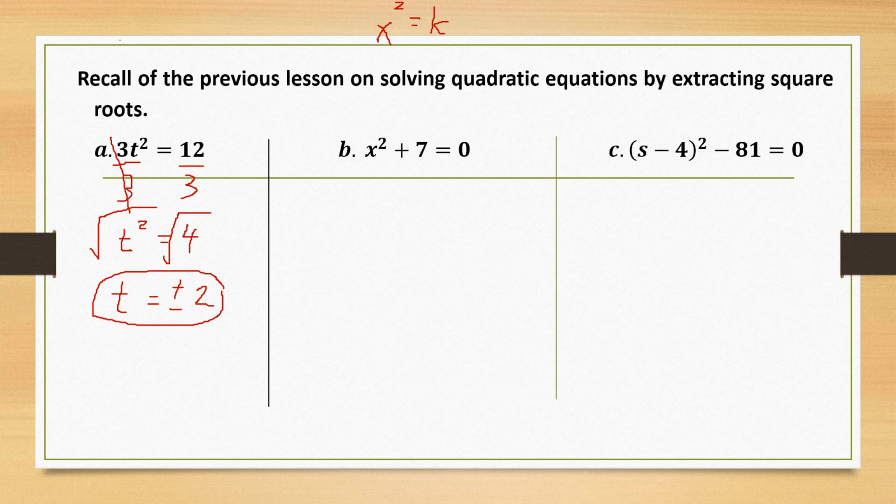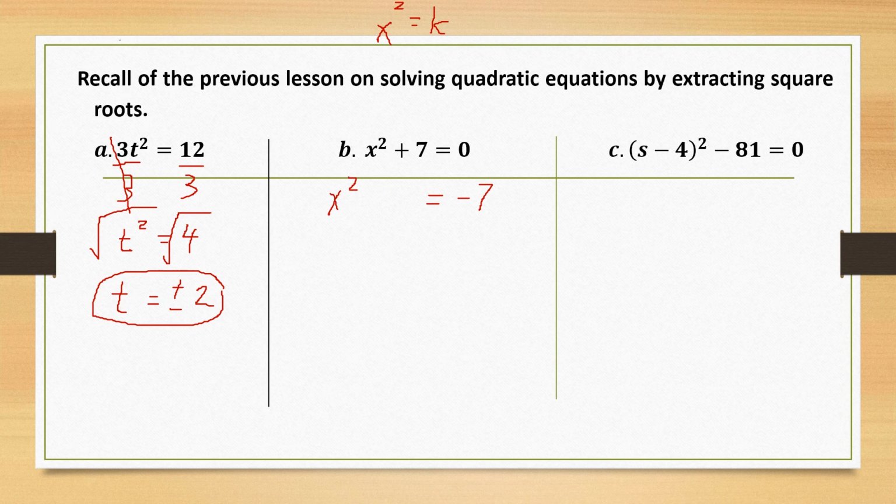We have x squared plus 7 is equal to 0. First, write the equation in the form x squared is equal to k. X squared is equal to negative 7. We transpose positive 7 to the right side of the equation. Now, our equation is written in the form x squared is equal to k. Our k is equal to negative 7.